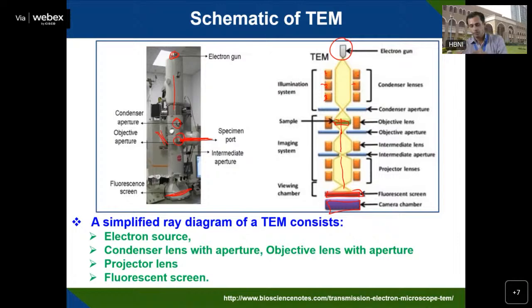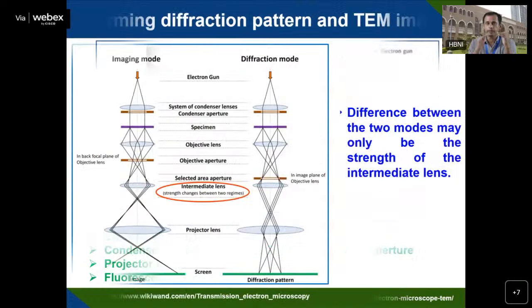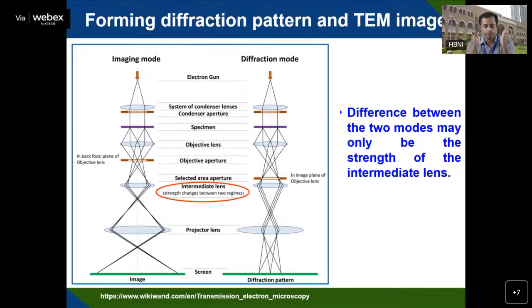So in the whole TEM ray diagram, you have the electron source, condenser lenses, objective lenses, and projector lenses, and a fluorescent screen, which are the main core components of the transmission electron microscope. And I told you that two possibilities exist: one is imaging mode, one is diffraction mode. In imaging mode, you can see how the electron beam comes from the electron gun and finally falls on the sample, then goes through the different apertures, and you get the image at the image plane.